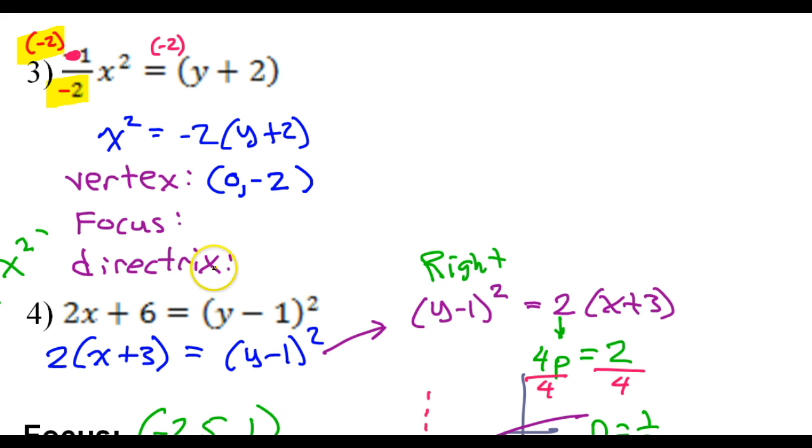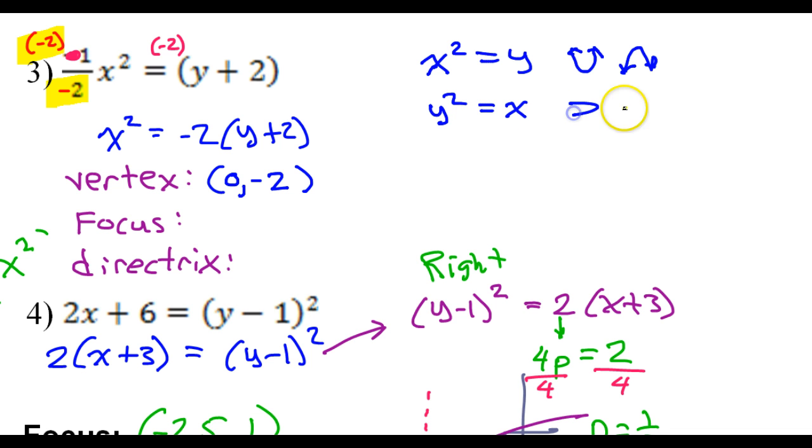Now to find the focus and the directrix, I'm going to draw a little picture. First I need to decide, is the parabola facing up, down, left, or right? Well, I know that if I have x squared equals y, the parabola is either going to be up or down. Okay, because that's a normal parabola, y equals x squared, like we learned about in middle school. If I have y squared, that's when it's going to be sideways, either left or right. So since the x is squared, I know that it's going to be either up or down.